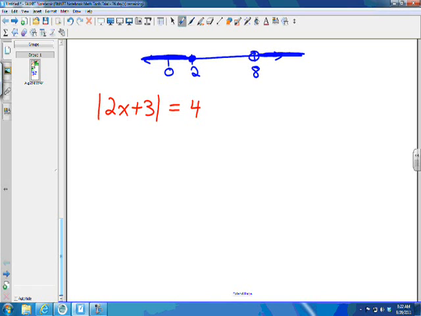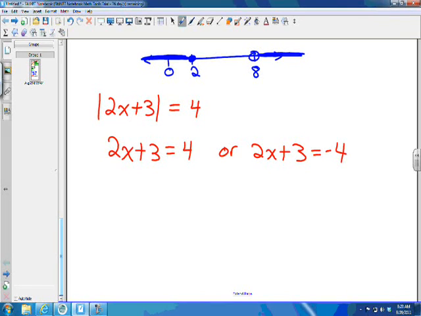How did we solve that? Does anybody remember? Hopefully a lot of you do. What do we have to do? To rewrite it. Yeah, we had to split it into two, right? Getting rid of the absolute value, we just write 2x plus 3 equals 4, or 2x plus 3 equals negative 4.